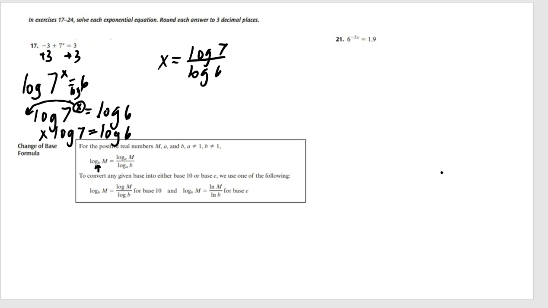Try the next one. So I'm going to rewrite this as a log. So I'm going to say the log of base 6 and an exponent. Log is equal to an exponent, so put it on that side.